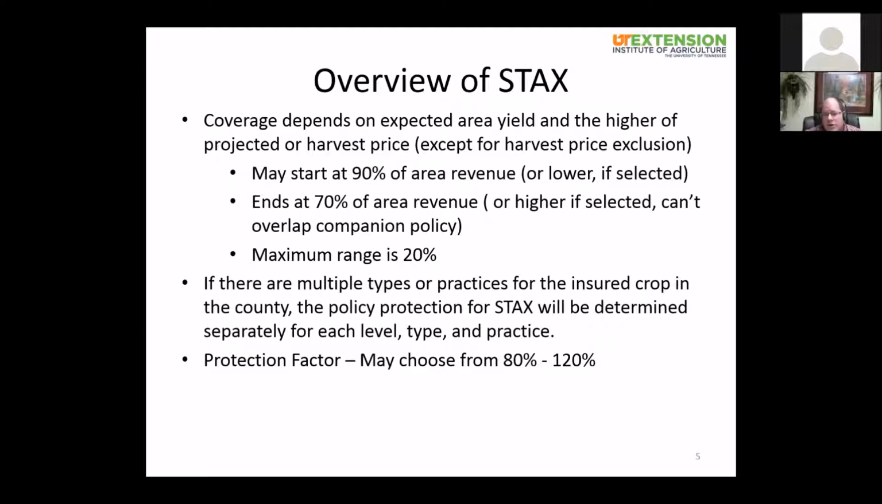Now, there is a protection factor that you can choose, and then go from 80% to 120%, which if you've got maybe a little higher yield and want more protection than just say a 100, the base 100 or 100% that you might have, you might want to look at the 120% to give you a little higher revenue protection.